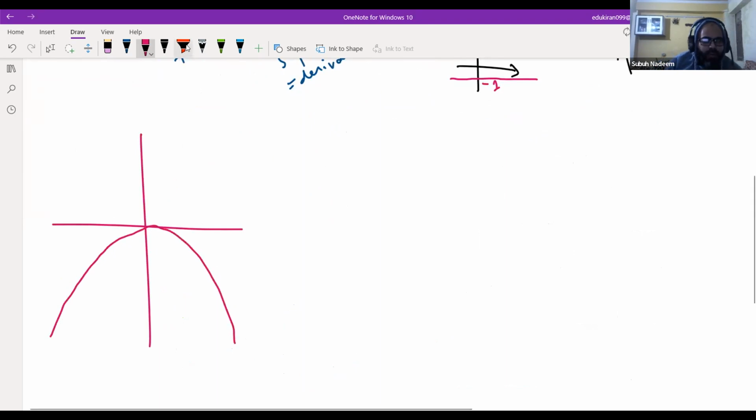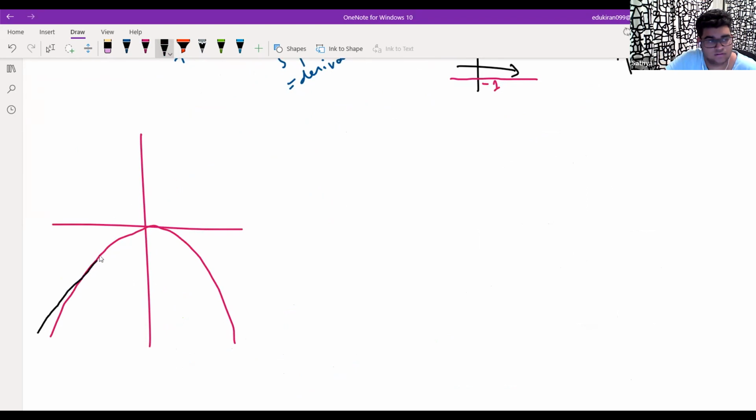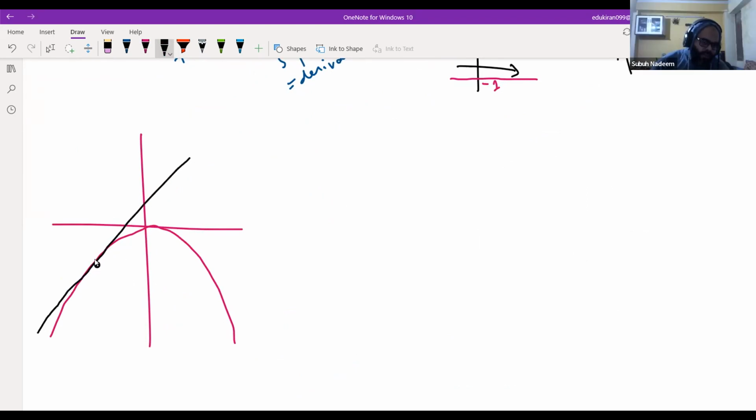So we don't have to exactly find the derivative here. You have to just see the nature. So what am I doing? I'm making a tangent at this point. Then I'm making a tangent at this point, which is the x-axis itself. Then I'm making a tangent at this point. At these 3 points, I'm making the tangent. What we observe is that the tangent here, this theta, is making an acute angle.